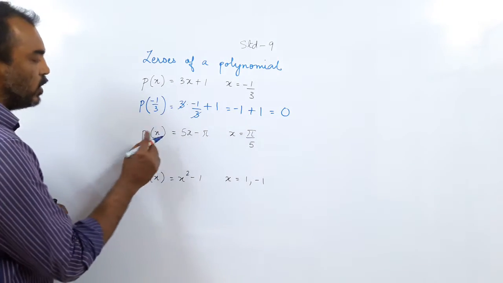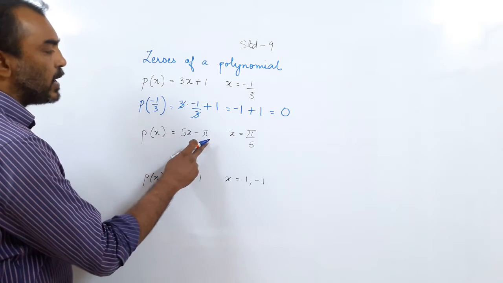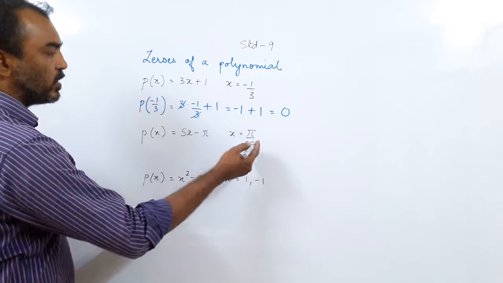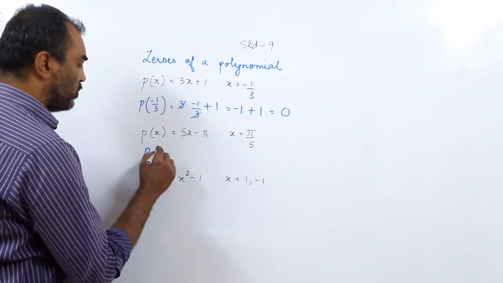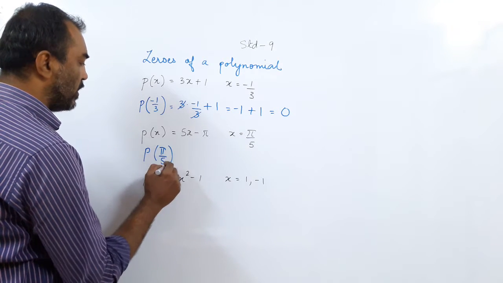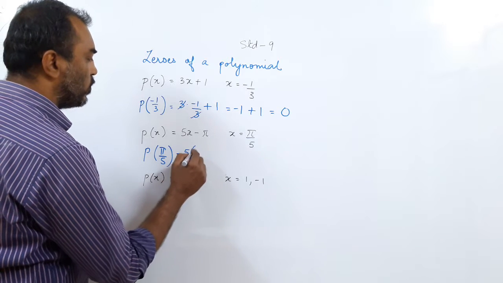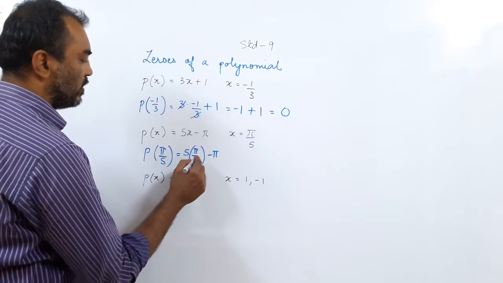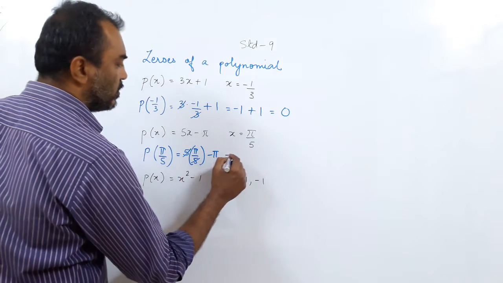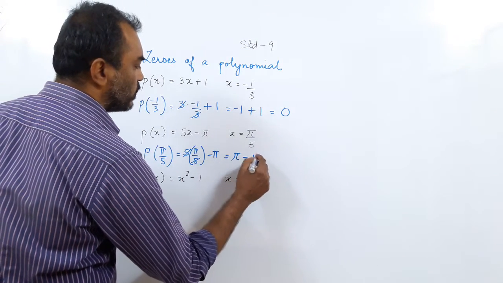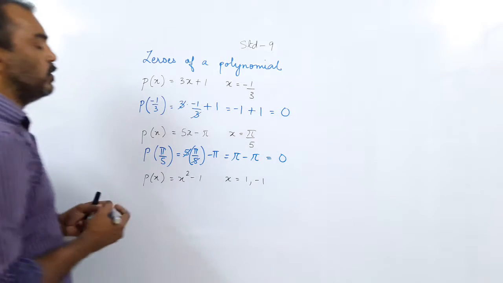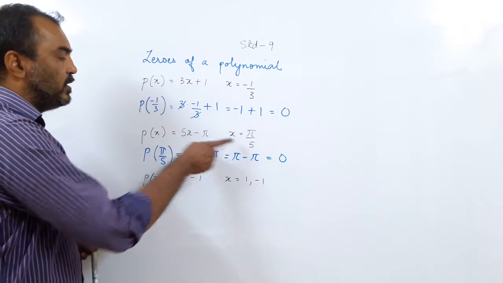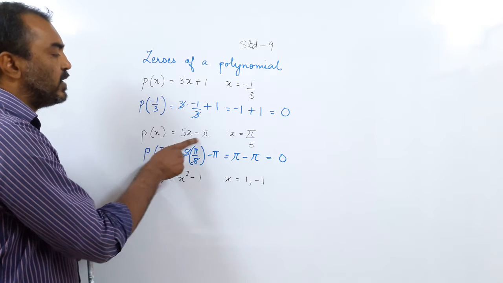In the next one we have P(x) equal to 5x minus pi, x equal to pi by 5. Any value you can take, rational or irrational. So P of pi upon 5 equal to 5 into pi upon 5 minus pi. 5 and 5 got cut. What are you left with? Pi minus pi equal to 0. So what do you understand? Pi upon 5 is a 0 of the polynomial 5x minus pi.